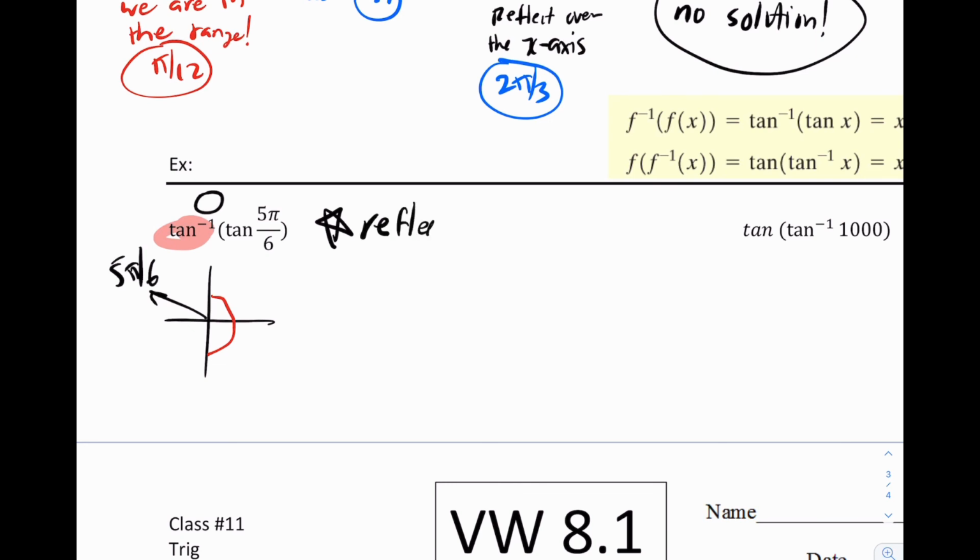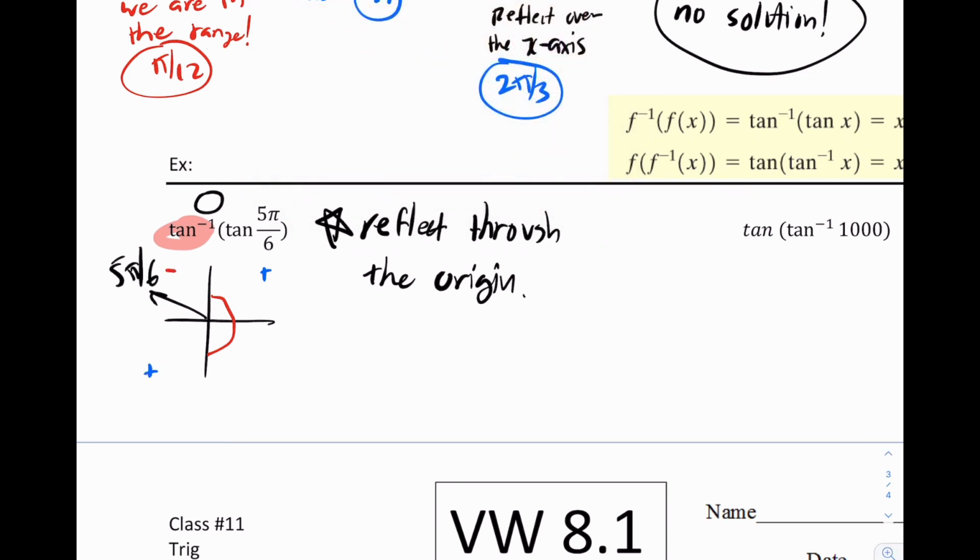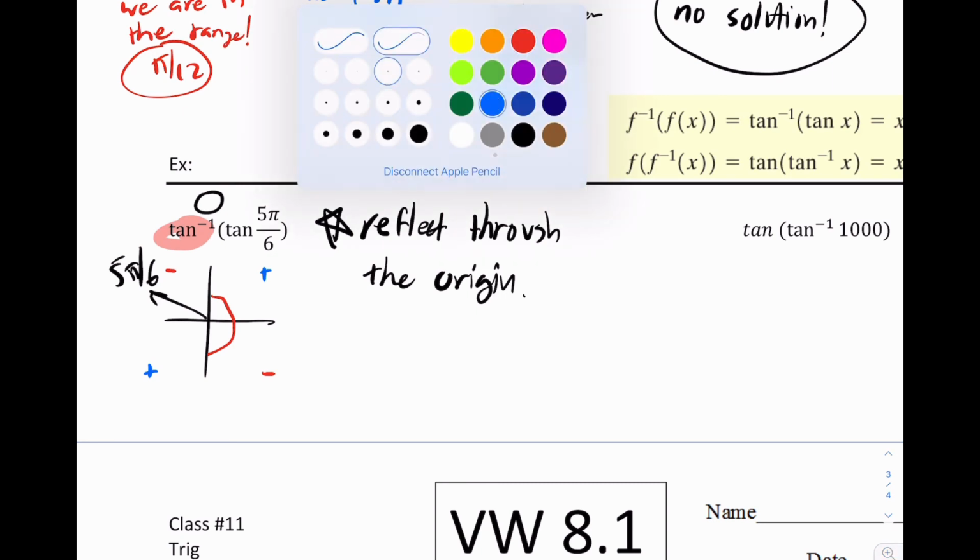Now for tangent, tangent is the trickiest one. You have to reflect through the origin. Or some people say both x and y, but I think origin is easier. And you do that because for tangent, that's the only way you can reflect while keeping the tan values identical. So if you recall tangent, tangent is positive in quadrants 1 and 3, while it's negative in quadrants 2 and 4. So that way, if you reflect through the origin, you'll maintain the values.